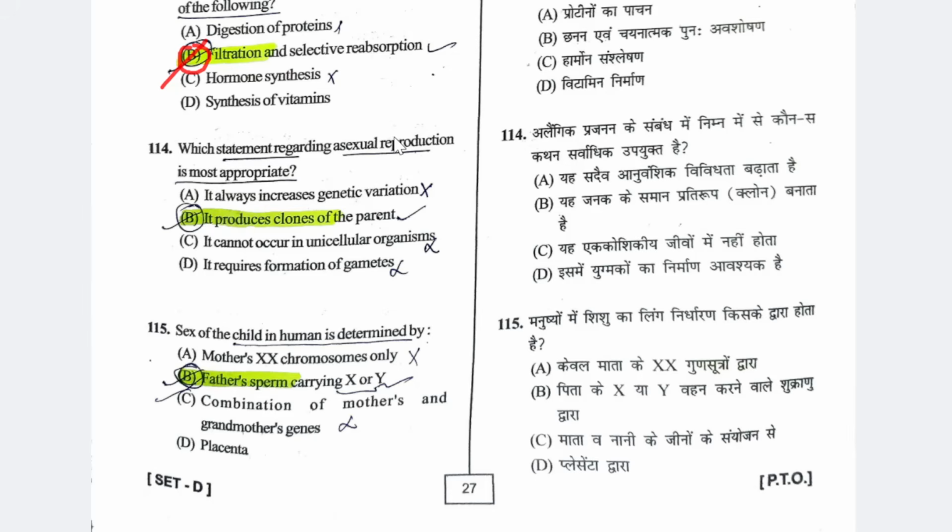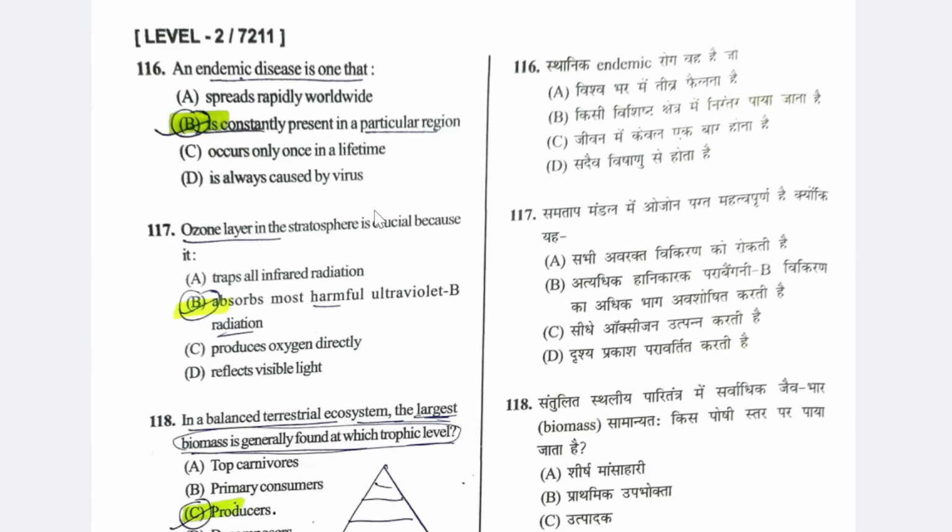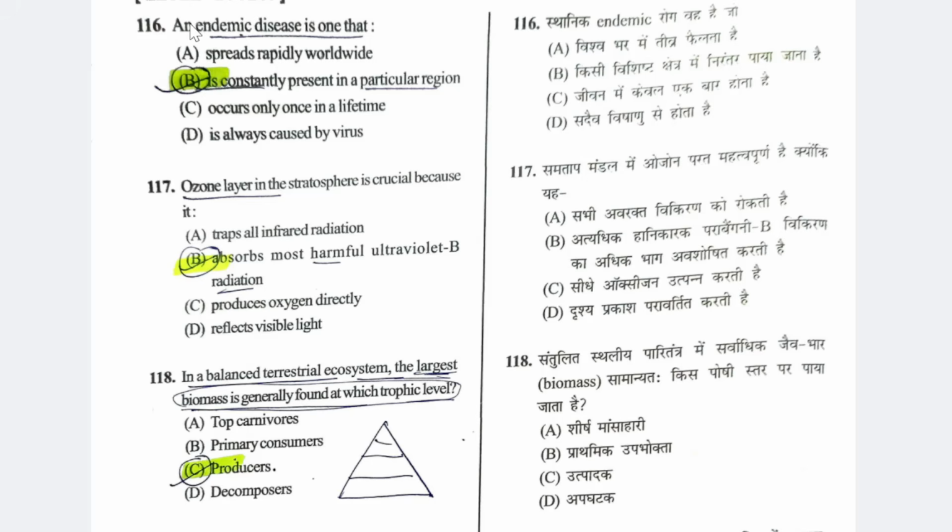114. Which statement regarding asexual reproduction is most appropriate? It produces clones of the parent. Option number B will be the correct answer. Sex of the child in human is determined by the father's sperm carrying X or Y. Option number B. 116. An endemic disease is one that is constantly present in a particular region. Option number B. Ozone layer in the stratosphere is crucial because it absorbs most harmful ultraviolet B radiation.